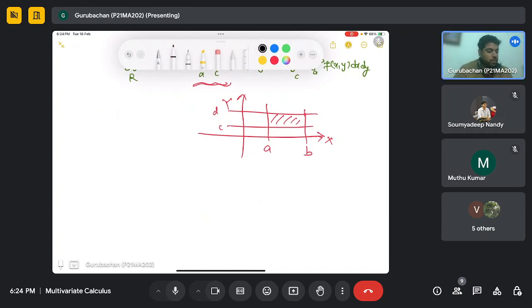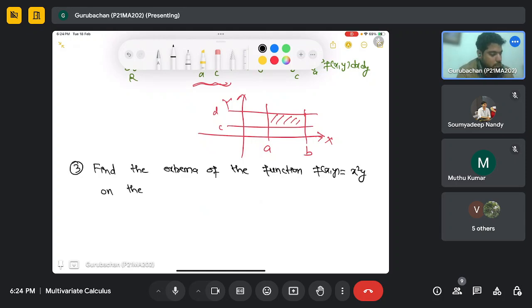Okay, so let me move to the next question. Third one: find the extrema of the function f(x,y) equal to x square y on the ellipse x square plus 2y square equal to 6.